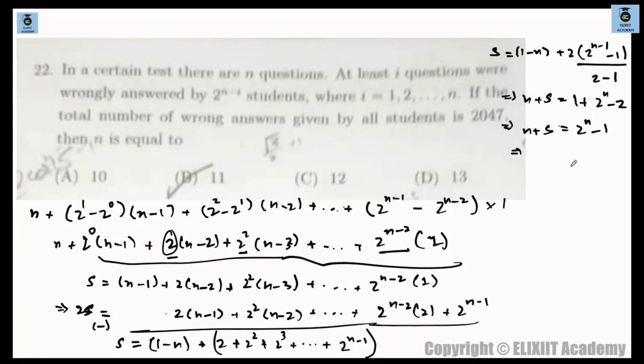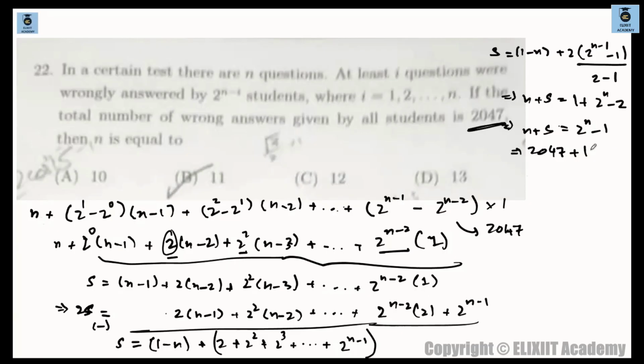So what do we have to find? We have to find S. We have to find N, sorry. We have to find N. So the total number of wrong answers, which is given by all the students, is basically 2047. So N plus S is given to be 2047, right? This N plus S will give you this series. This sum was given to be 2047. Okay, so this is 2047.